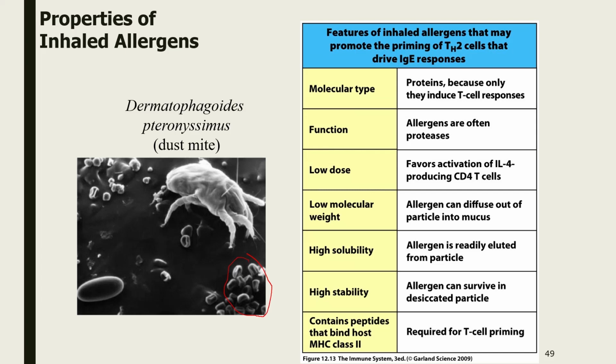inhalable allergens. They are proteins and peptides, right? Because they are being presented and stimulate Th2 helper cells, and then lead to generation of IgE antibodies. So those are all related. So they're mostly protein peptides, right? And a low dose of these would favor this IL-4 activation when producing CD4 Th cells, Th2 cells.